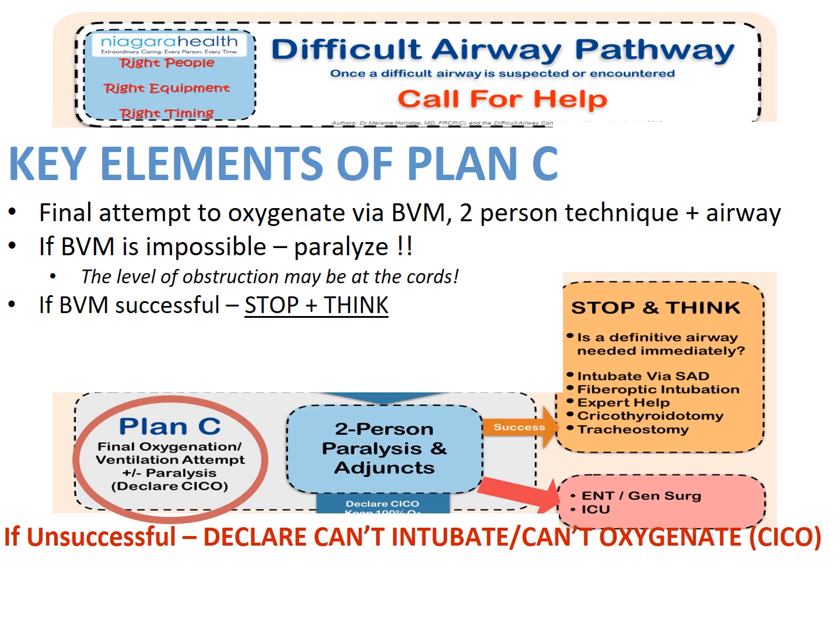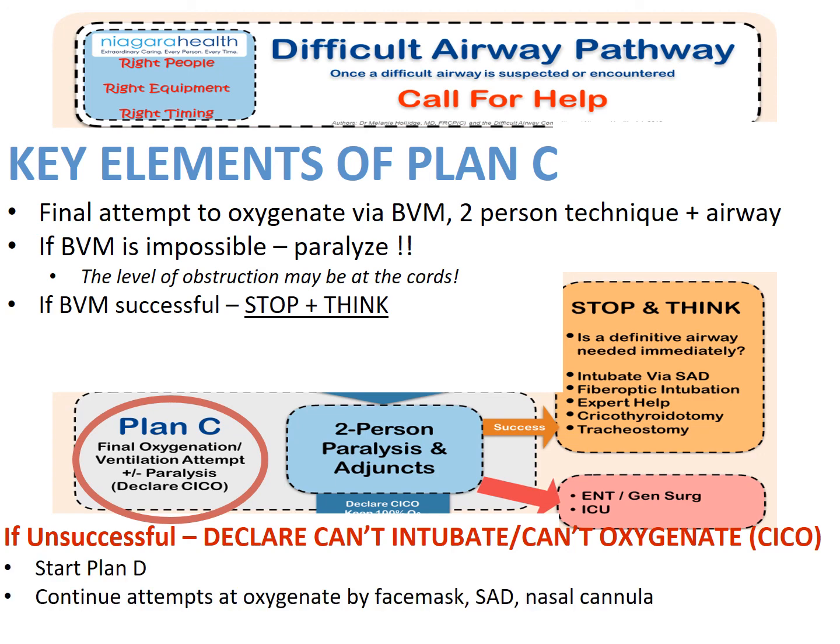And remember, we've gone through about 4 minutes of time at this point, and that's 4 minutes where we haven't been able to get oxygen into this patient. We have to start preparing for Plan D, and while we're doing that, we're going to continue to attempt to oxygenate the patient through face mask, a supraglottic airway device if it's in and we're getting partial, and the nasal cannula.